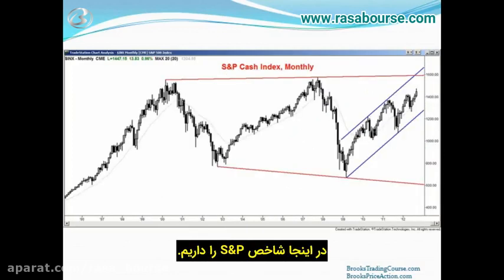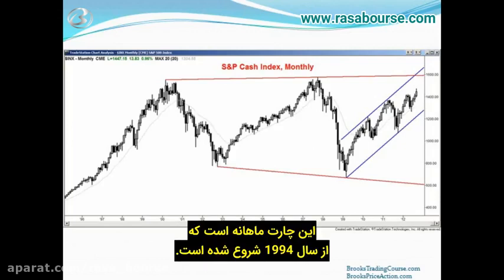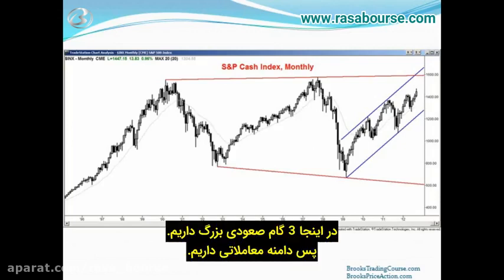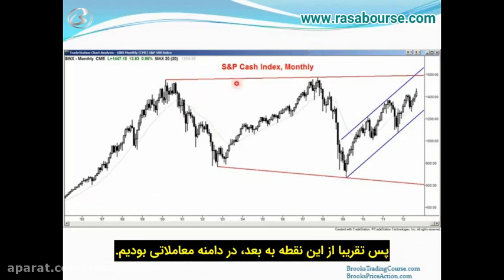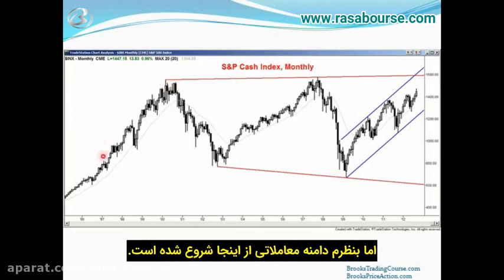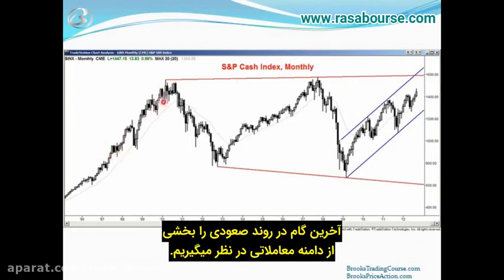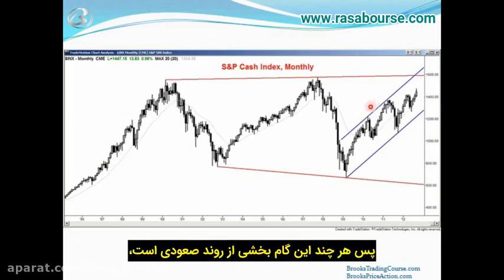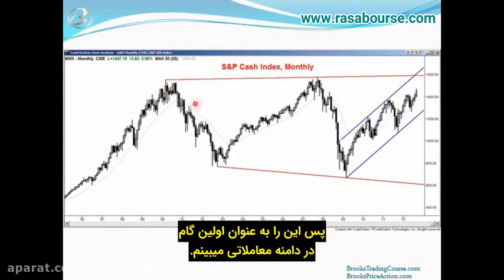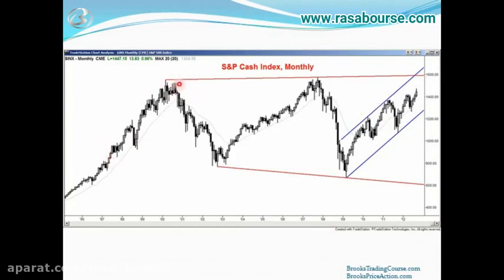S&P cash index. Okay, this is the monthly chart going back to 1994 or so, and you can see 3 big pushes up, a trading range. So we've been in our trading range, at least from here. I would argue that the trading range began here. The last leg of the bull channel is part of the sideways movement. So even though it's part of a bull trend, it has evolved into a trading range, and I think of this as the first leg in the trading range, not this.